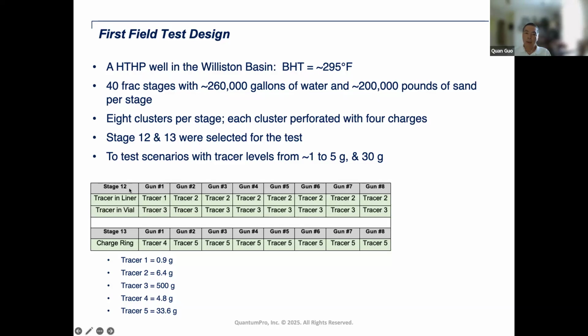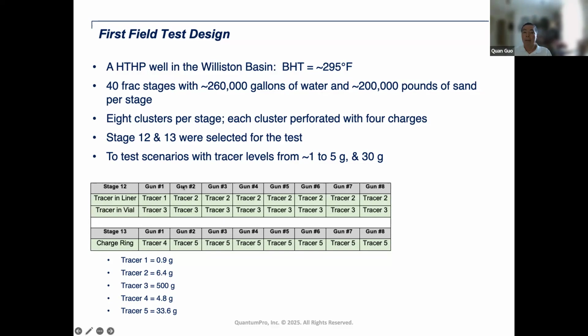So in stage 12, we have gun 1. The 4 charges in gun 1 contained about 1 gram of tracer 1 embedded in the charge liners. Gun 2 to gun 8, the 28 charges contained about 6 grams of tracers embedded in the charge liners.